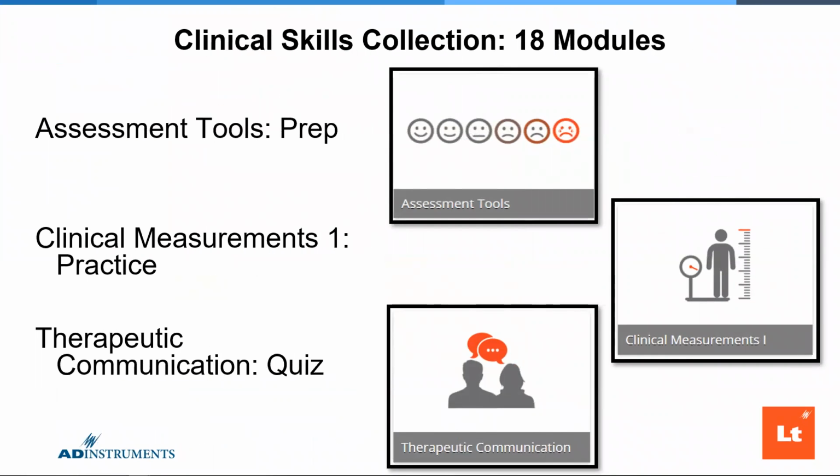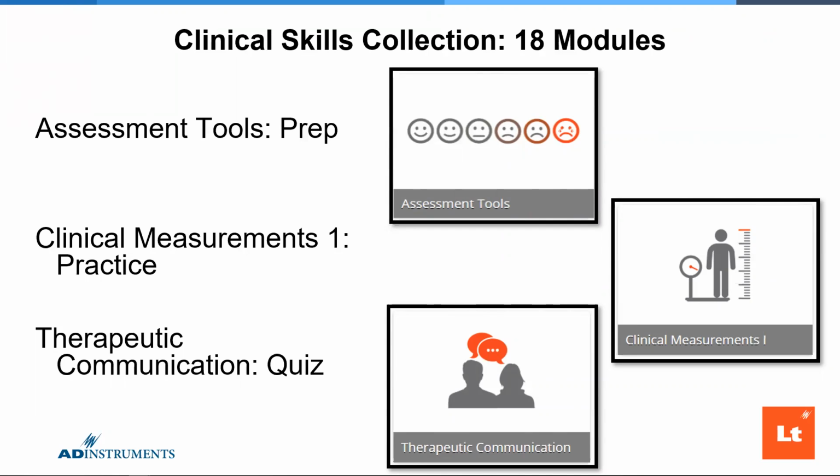Now I want to introduce you a little bit more to the clinical skills modules, of which there are 18. On the screen, I'm only showing you 3 of them. It's not large enough to get 18 on. I've just picked out a few notable ones: assessment tools, clinical measurements, therapeutic communication with the icons. At the side of the assessment tool, it's got preparation. At the side of clinical measurements, practice. At the side of therapeutic is quiz.